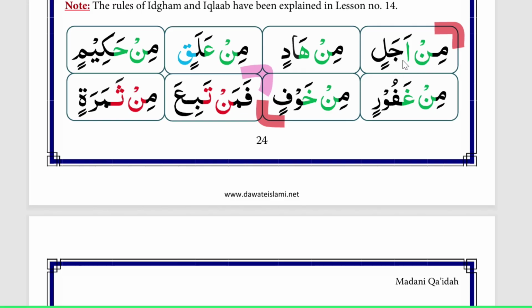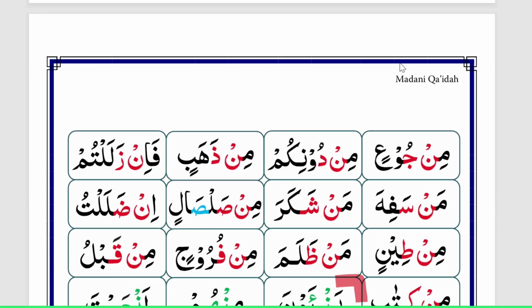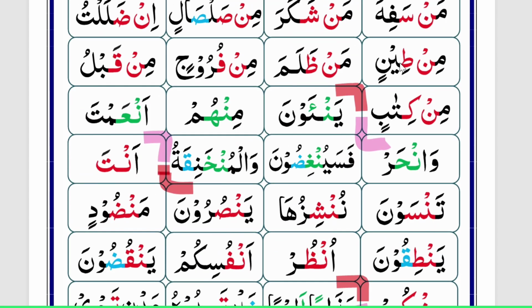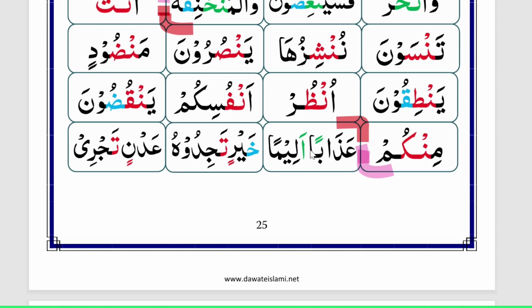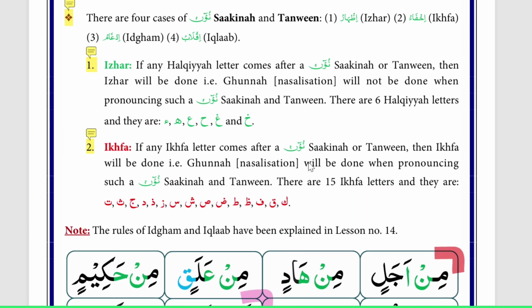As we have learned, Hamza is from halqiya letters, and if any halqiya letter comes after noon sakina, or after tanween, then izhar will be done. Here Hamza is coming after tanween, so izhar will be done. Izhar will be done means gunna will not be made while pronouncing such a noon sakin or tanween. I think it should be clear. Now we should move on.